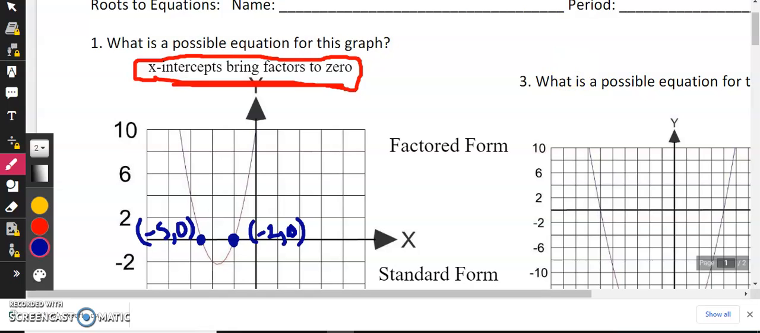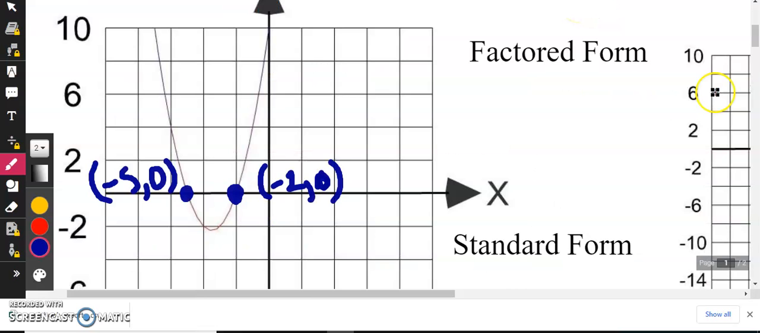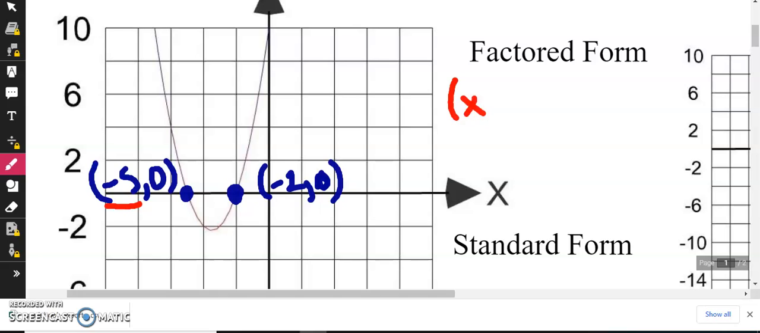So what I'm going to do here is use these x-intercepts to write my factors. So if I see an x-intercept of -5, then I need a factor of x plus 5, because negative 5 plus 5 equals 0. If I see an x-intercept of negative 2, then I need a factor of x plus 2 in the parentheses. So once again, my x-intercepts combine with my factors to make 0. So negative 5 goes with positive 5, and negative 2 goes with positive 2.